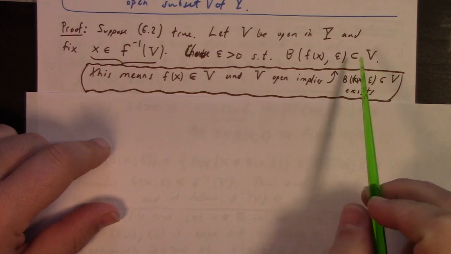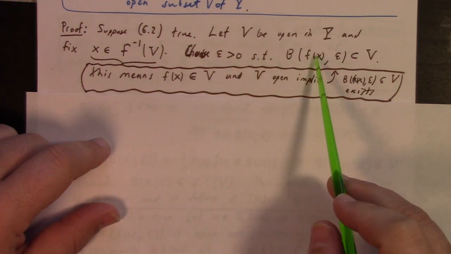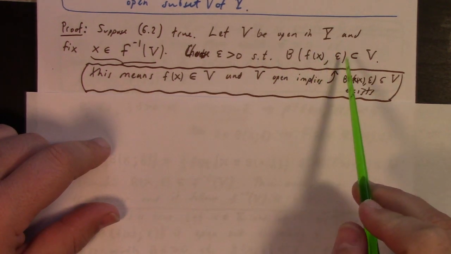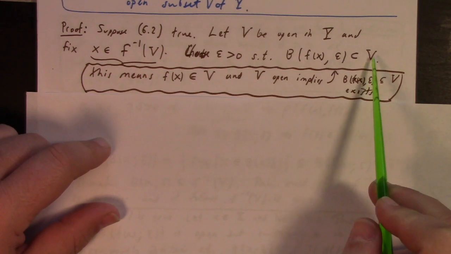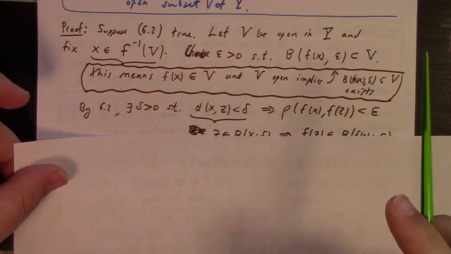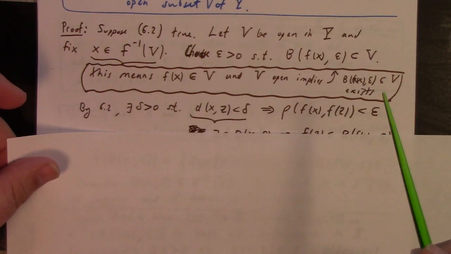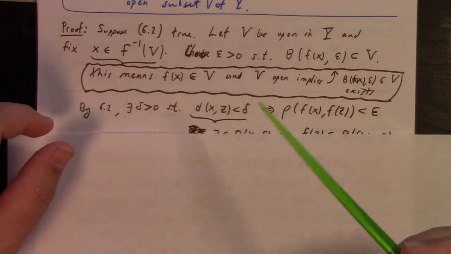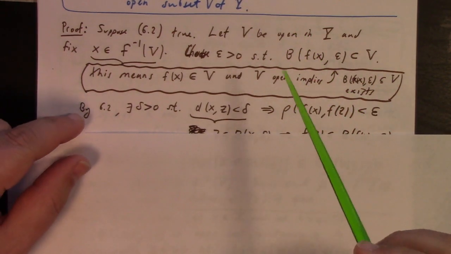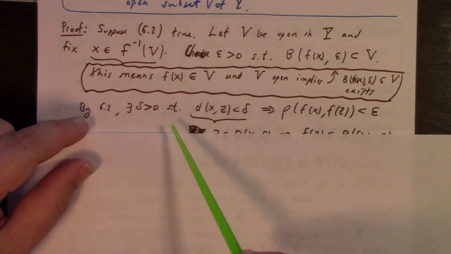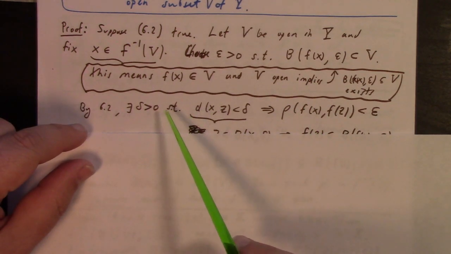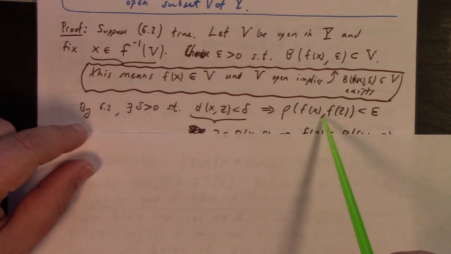So, in other words, there exists an epsilon greater than 0 such that this ball of radius epsilon around f of x is a subset of V. But what does that say? Well, we're also assuming 6.2, right? 6.2 says that there exists a delta such that this implies this, right?